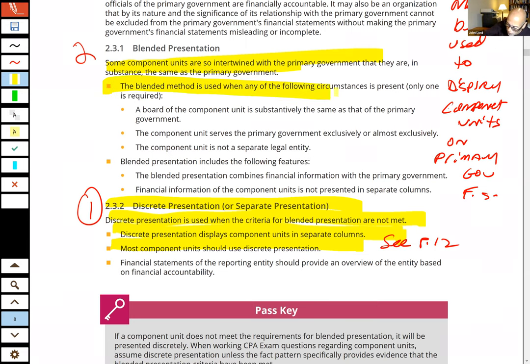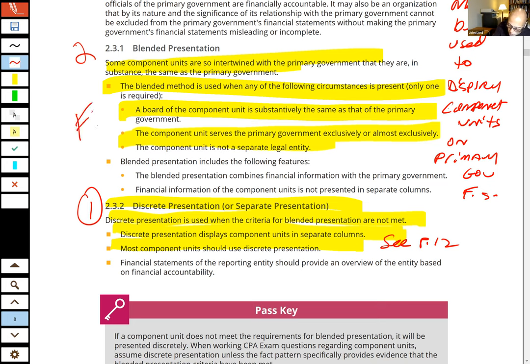And so you use blended if any of the following criteria: the board of the component unit is substantially the same, the component unit serves the primary government exclusively, the component unit is not a separate legal entity. Okay, good. So flashcard the criteria for blended and create this flashcard that calls out the two methods, discrete, blended. Now, let me give you an example question, then I'll answer any questions, okay? So the city of Hayward has a school district. The school district has a separately elected governing board, is legally separate from the city of Hayward, and each year must submit its budget to the Hayward City Council for approval. So is that school district a component unit or a primary government?